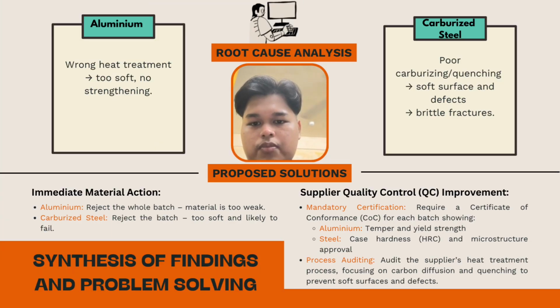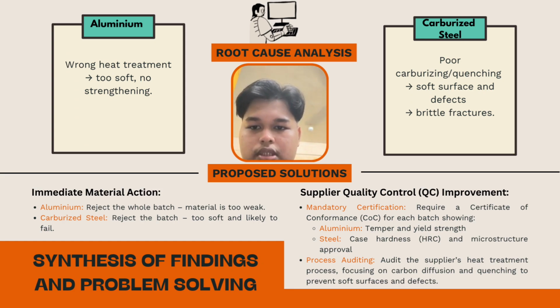Assalamualaikum. Today I will be presenting a root cause analysis of some material issues and I will propose solutions to address them. Let's start with aluminium. We found that the issue stems from the wrong heat treatment, causing the material to become too soft with no strengthening. The immediate action we took was to reject the whole batch as it was too weak.